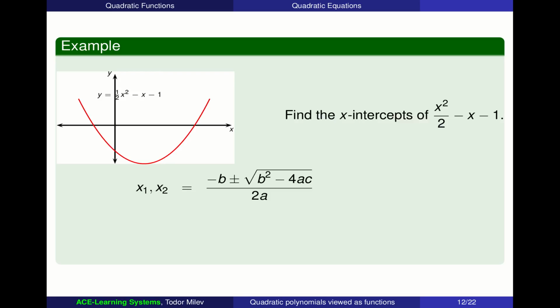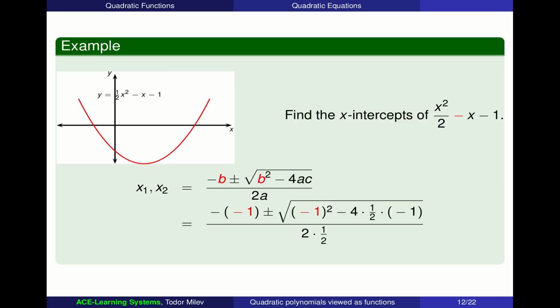Okay. What's b equal to? Well, b is equal to -1, right? Because here I'm having negative x, and negative x is the same thing as -1 times x. So b is equal to -1. So the coefficient of x here is -1.